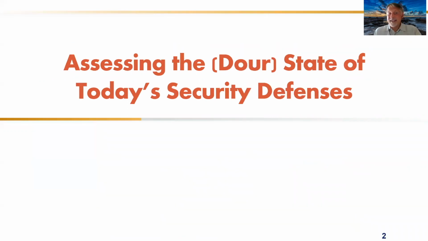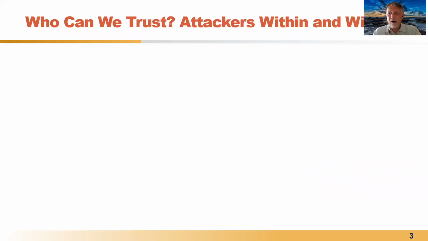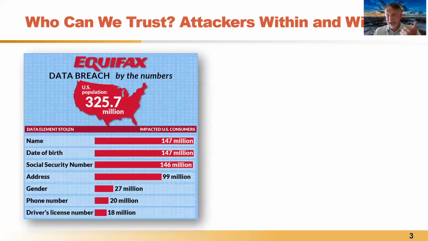So let's take a look at the state of today's security defenses. And as you can see from my slide, they're not good. We've got to worry all the time about data breaches and other kinds of software hacking. Perhaps one of the most notable incidents of this in recent past was the Equifax data breach in 2017, where one half of all American financial credentials was stolen. That includes social security number, address, name.